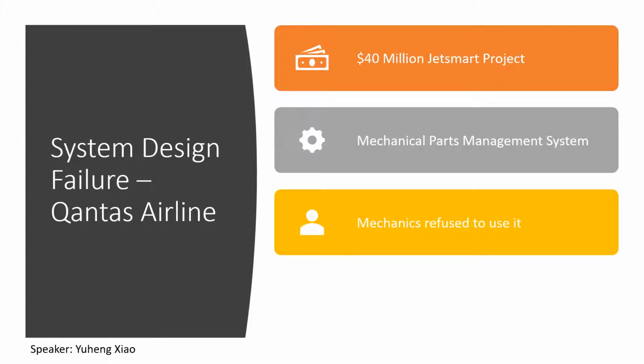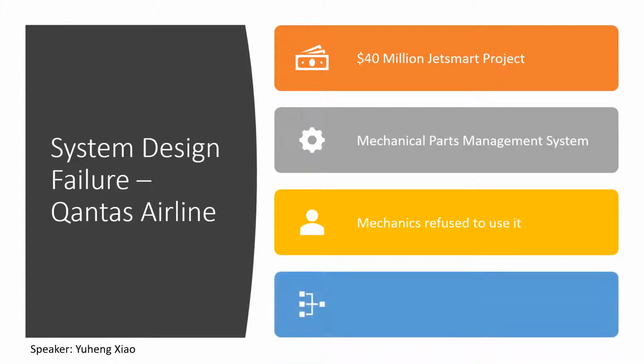Officials from Qantas later stated that instead of asking the mechanics what they needed, they just built what they thought was appropriate. Because of failing to interact with end-user mechanics, Qantas had to abandon this costly IT project, and the company had to spend 3 more years to build a replacement solution.